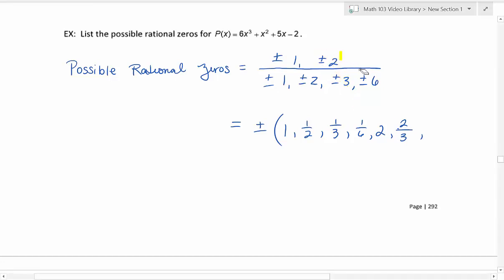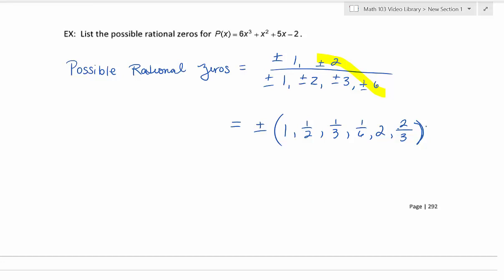And then lastly, 2 over 6. 2 over 6 is 1/3. Notice that 1/3 is already on the list, so there's no need to repeat it. Our possible rational zeros are plus or minus 1, 1/2, 1/3, 1/6, 2, or 2/3.